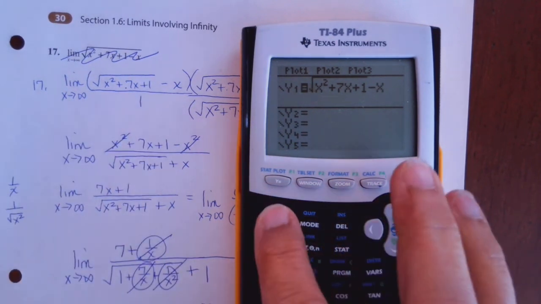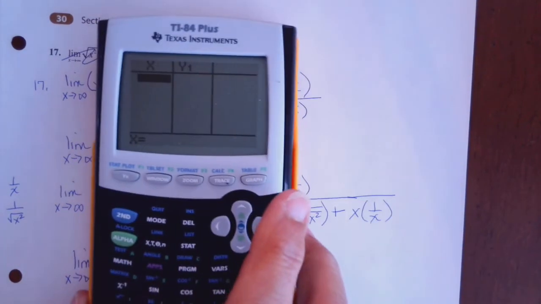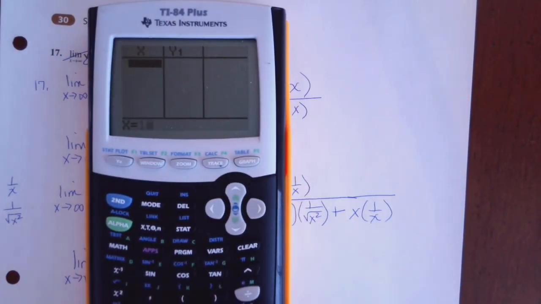Okay, and let's go to the table. And now x is going to infinity, right? So let's do 100, 1,000, 10,000, 100,000. So you can see that the limit as we get to infinity is getting closer and closer to 3.5, right?